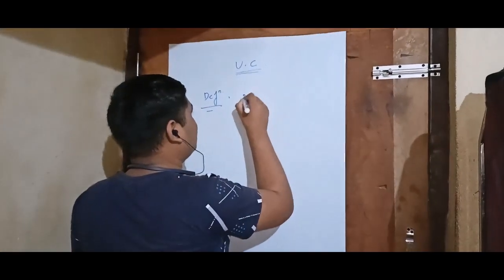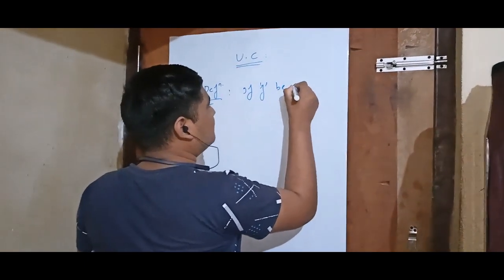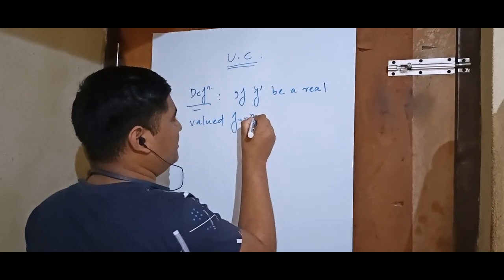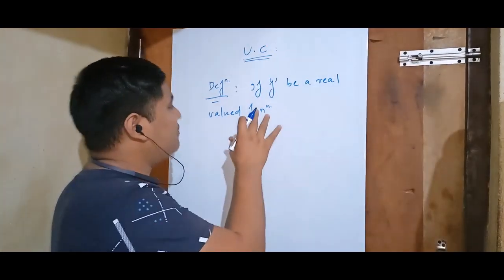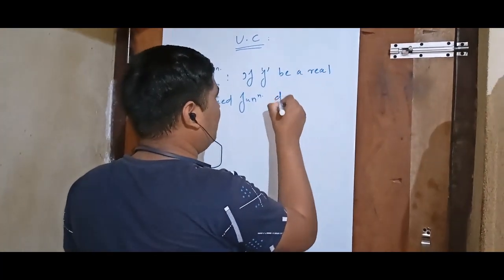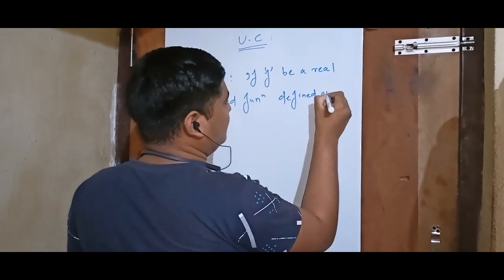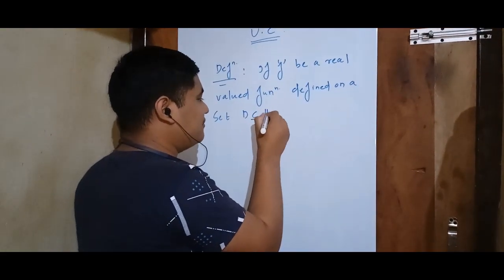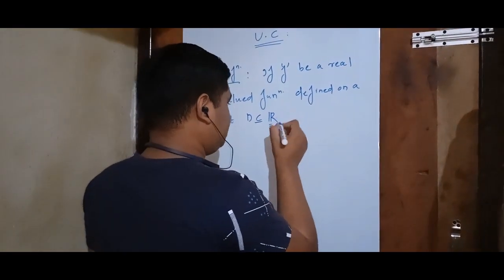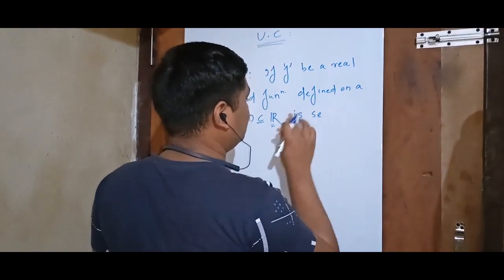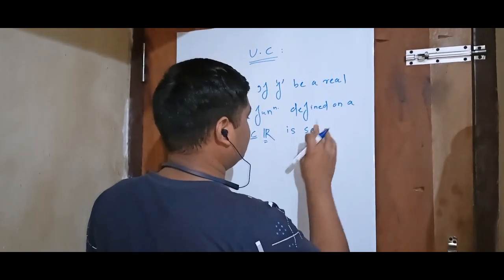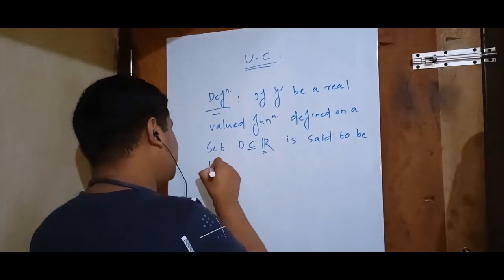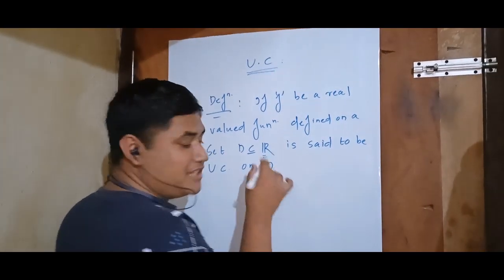It is saying, if f is a real valued function, that means the domain of this function is real numbers, defined on a set D, which is a subset of the real numbers, is said to be uniformly continuous on D. Here D means that particular domain.